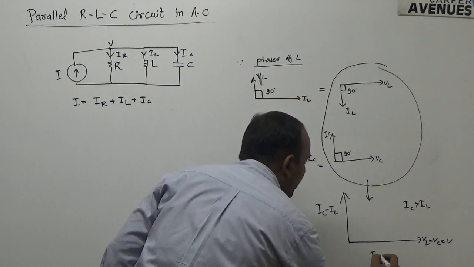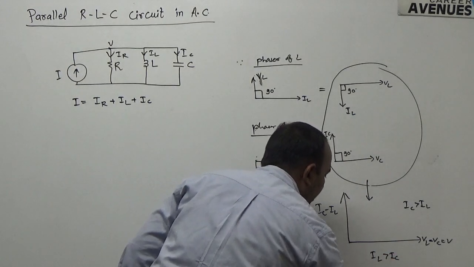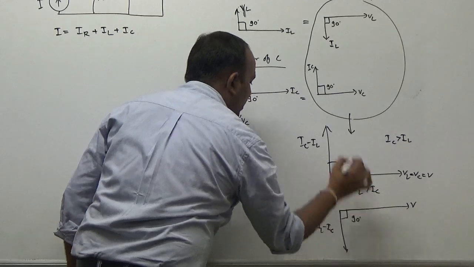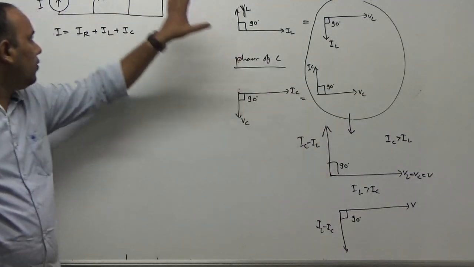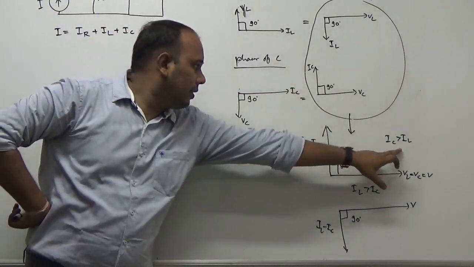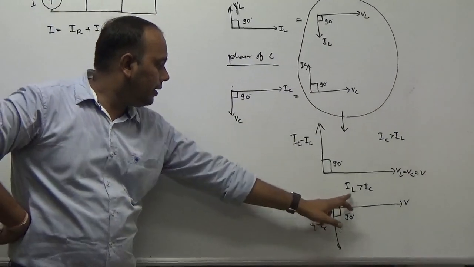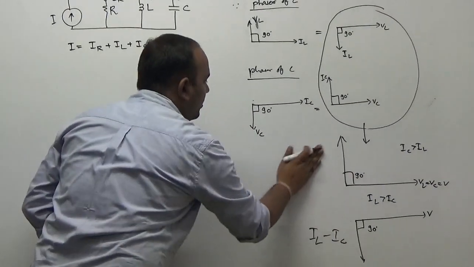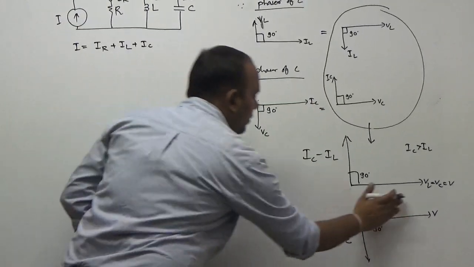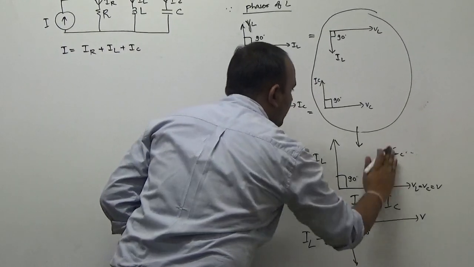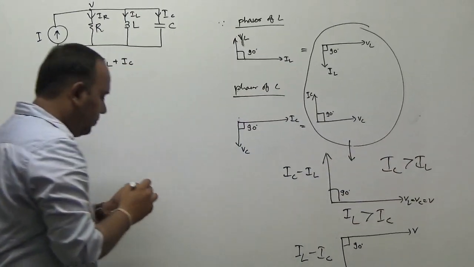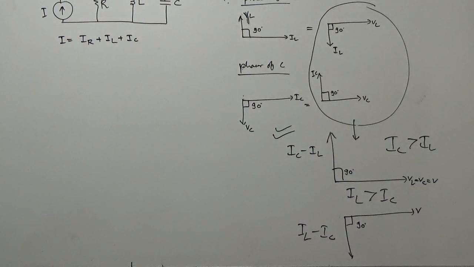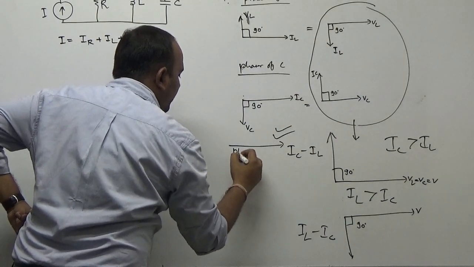Or if we take IL greater than IC, then it is IL minus IC. That should be an angle of 90 degrees and that should also be an angle of 90 degrees. So the resultant phasor of this diagram will be this one. When IC is greater than IL, we take it in the positive Y direction, and when IL is greater than IC, we take it in the negative Y direction. This is IL minus IC and this is IC minus IL. So there are two possibilities for the phasor diagram. For our convenience, we will take IC greater than IL. So this is the resultant phasor diagram.